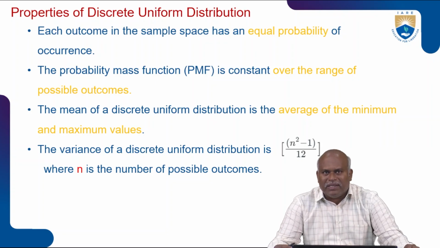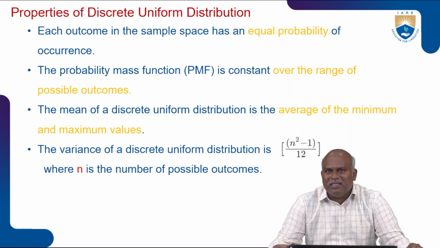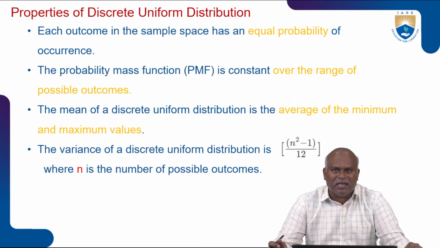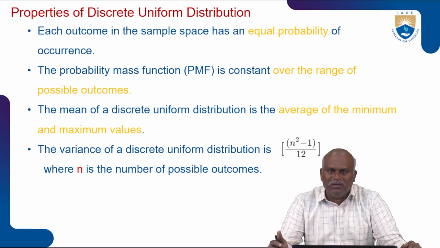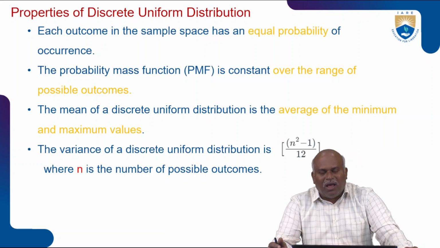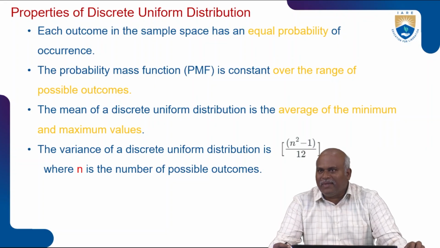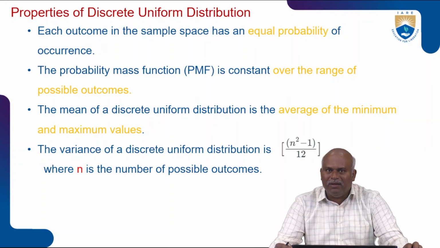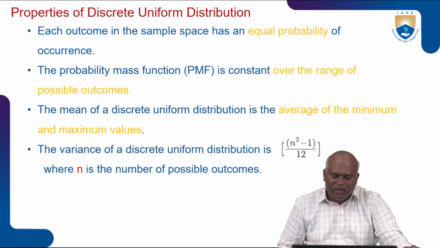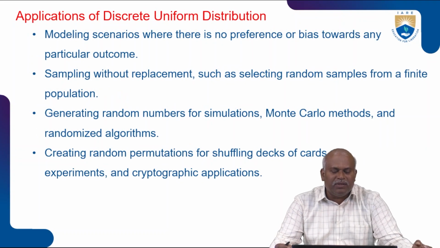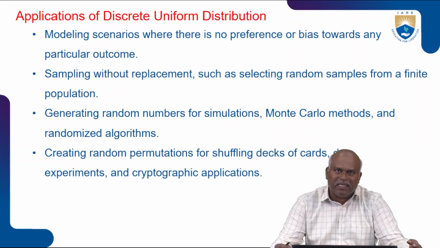The first one is that each outcome in the sample space has equal probability of occurrence, and the probability mass function is over the range of possible outcomes. The mean of the discrete uniform distribution is the average of the maximum and minimum values. The variance of the uniform distribution is (n square minus 1) divided by 12, where n is the number of possible outcomes.